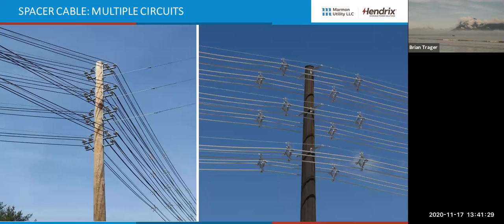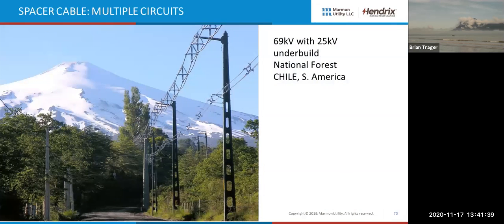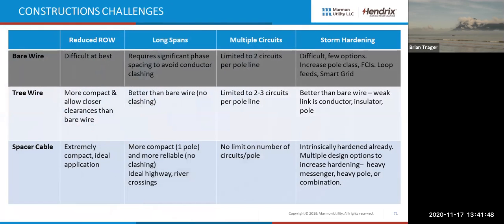Here's spacer cable with multiple circuits. There are no limits. We have poles with 8, 9, 10 circuits on a pole. It's extremely convenient. And we can also have underbuilds. So here we have a 69 kV circuit on the top with a 25 kV on the bottom, and that's not uncommon.